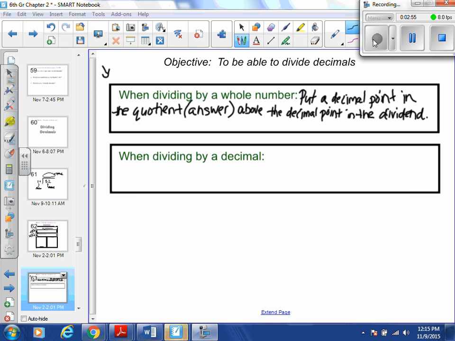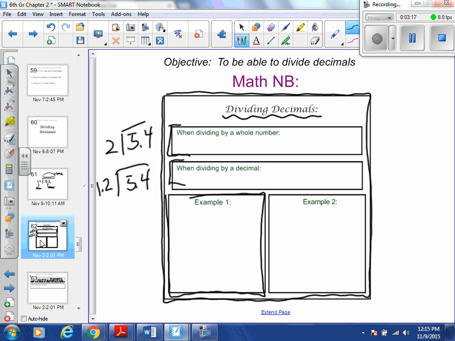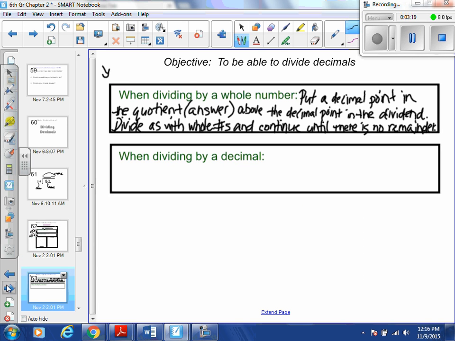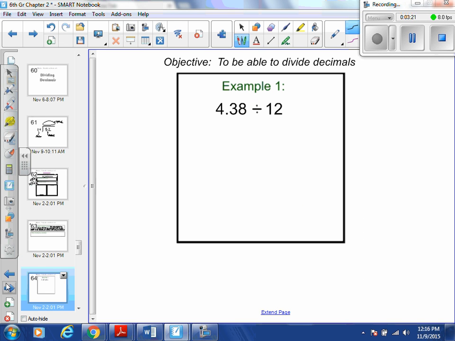After you've done that, then you can divide as you would with whole numbers and continue until there is no remainder. So again, that says divide as with whole numbers and continue until there is no remainder. All right, we are going to do an example like this. So an example of dividing a decimal by a whole number. So go down to your first example box, and please copy this problem. 4.38 divided by 12.